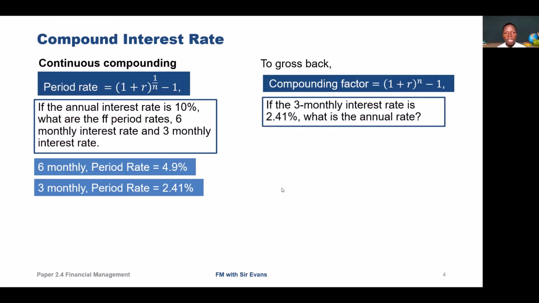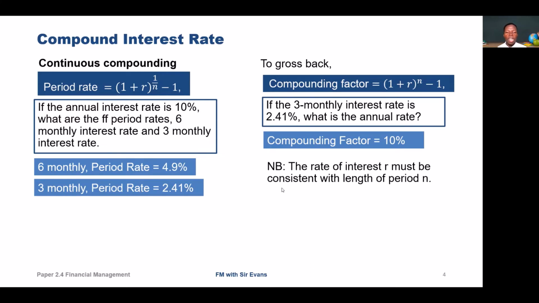If the 3-monthly interest rate is 2.41%, what is the annual rate? Meaning the 2.41% isn't an annual rate, but it's a 3-monthly interest rate. Now 3-monthly happens 4 times in a year. So we are having (1 + 2.41%) raised to the power 4, minus 1, and that will give us 10%.